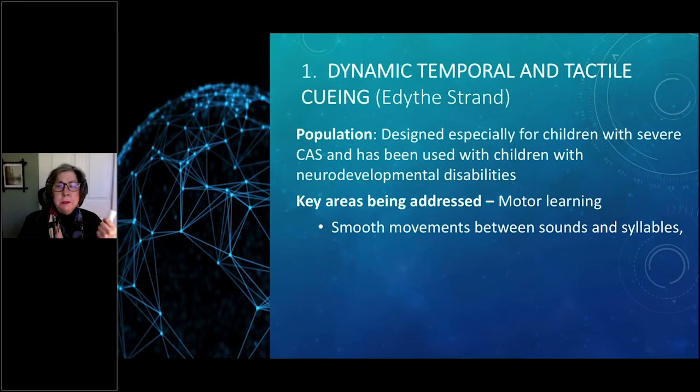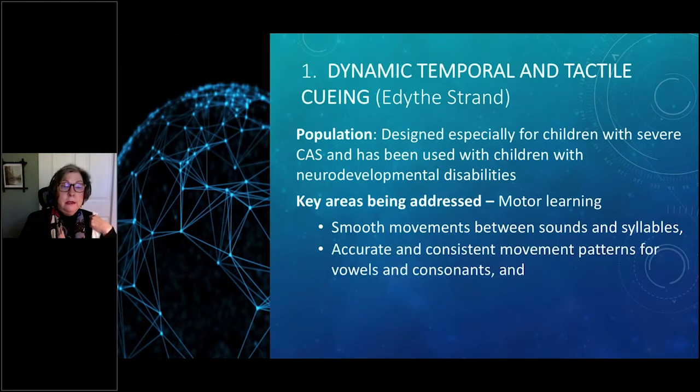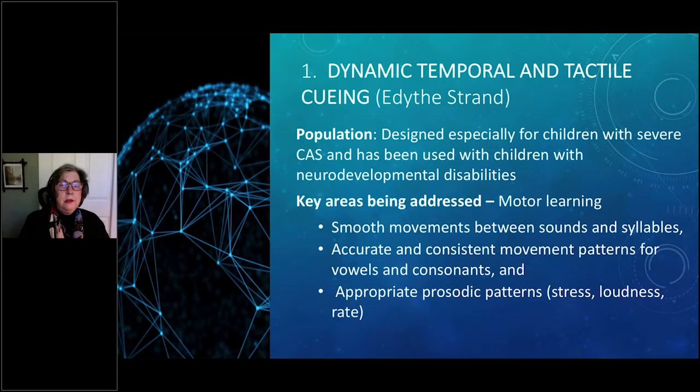So specific goals will be smooth movement between sounds and syllables, accurate and consistent movement plans for vowels and consonants, and appropriate prosodic patterns. Both stress, but other prosodic patterns like intonation. You'll notice in the video that the little boy does have a problem with stress, but he also has this kind of repetitive intonation pattern that we want to make sure doesn't become typical of his spontaneous productions.